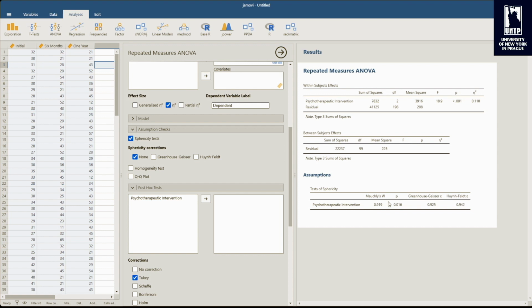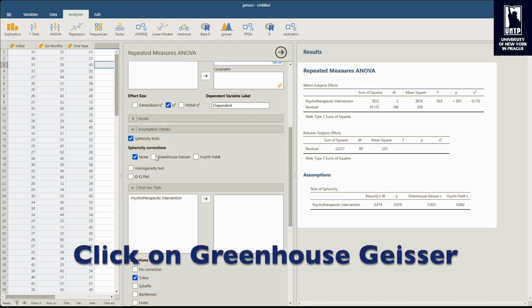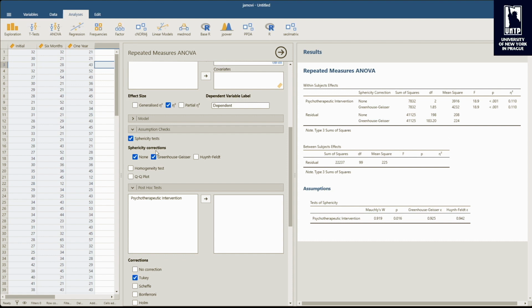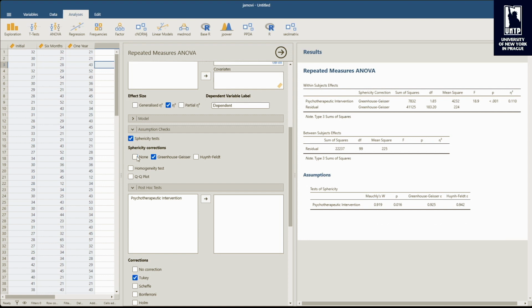So in this case, we would click on Greenhouse-Geisser, which, as you can see, gives us a small correction over here. I would personally remove the none in as much as it could confuse you, and you would, for instance, report the degrees of freedom here instead of this one. So I would personally remove it, but if you prefer, for completeness, you can of course keep it.